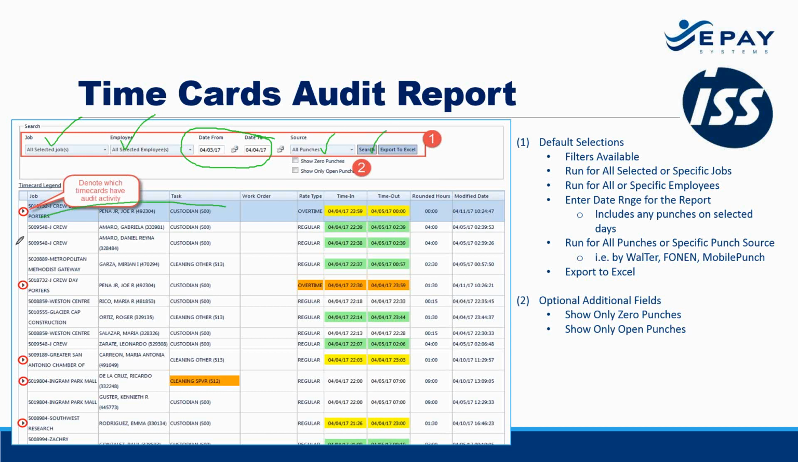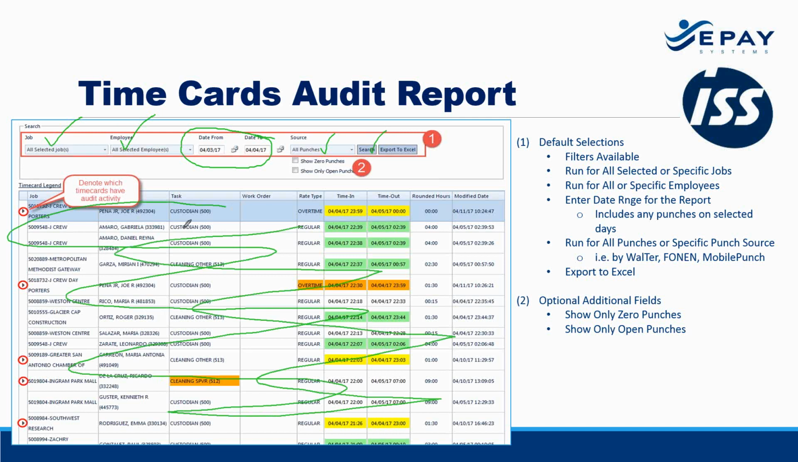Now when I do search, it's going to show me that report down here at the bottom of the screen. And then the other option is to export to Excel, which means I can now just export this to Excel.